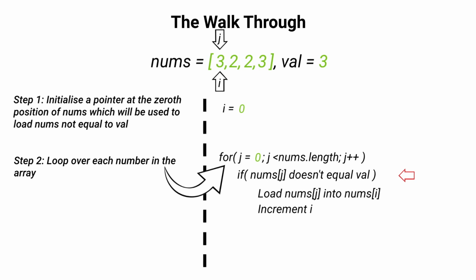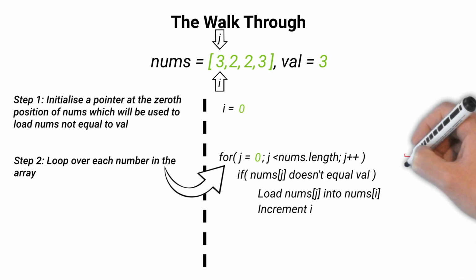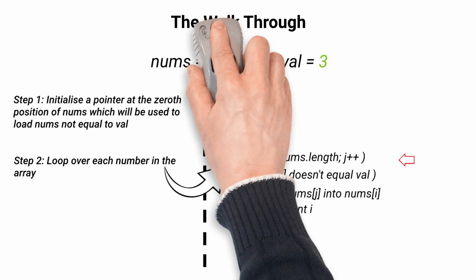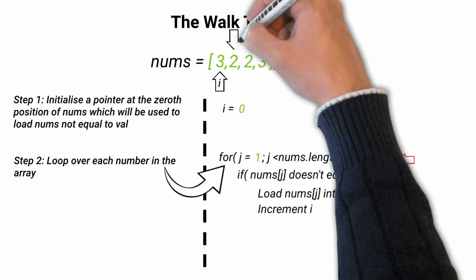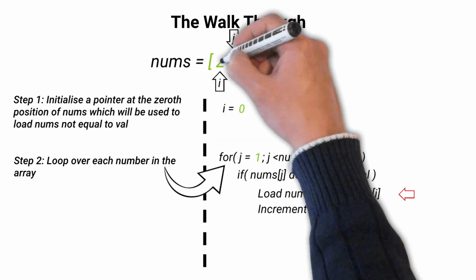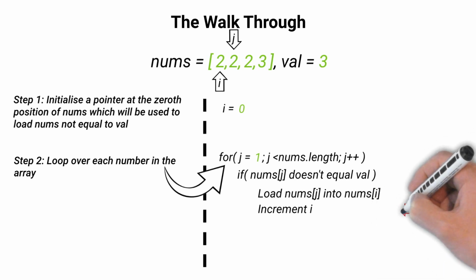So if nums[j], which is 3, doesn't equal val, which it does, so we skip that. Next we increment j, that's equal to 1, and update the pointer. We check if nums[j], which is 2, doesn't equal val, which is 3, which is correct. We then want to load nums[j] into nums[i]. So we can see nums[j] is 2, and we want to replace the 3 where nums[i] is with the 2. We then increment the i pointer, so we'll move that along 1.